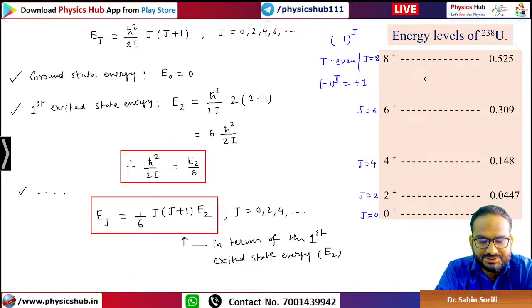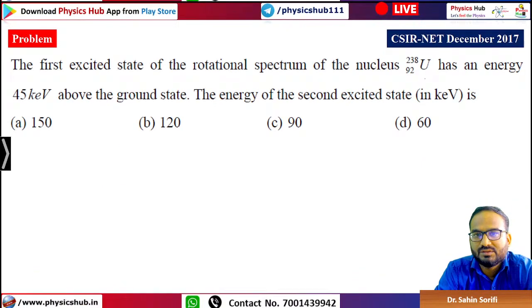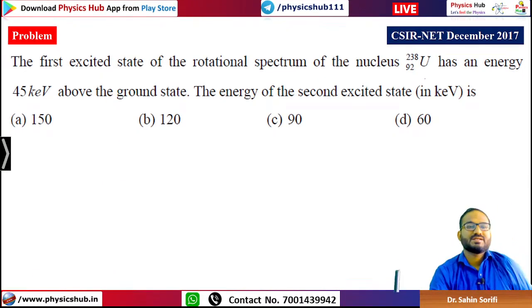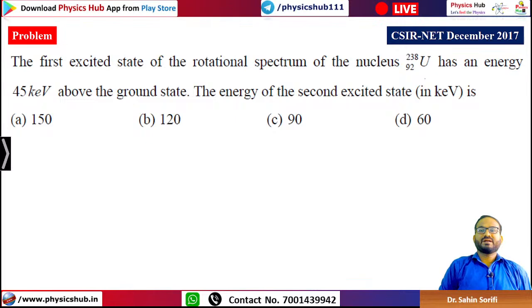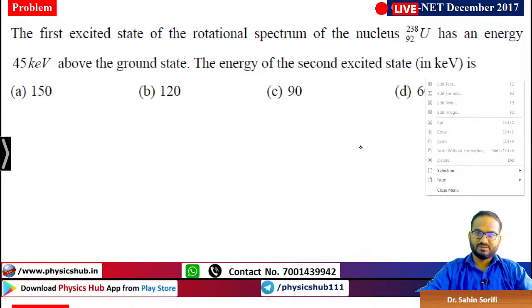Let me give you a question. So try to solve this problem. This came in December 2017. The first excited state of a rotational spectrum of the nucleus 92 uranium 238 has an energy 40 kilo electron volt above the ground state. The energy of the second excited state in kilo electron volt is.